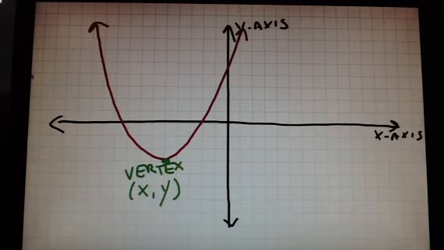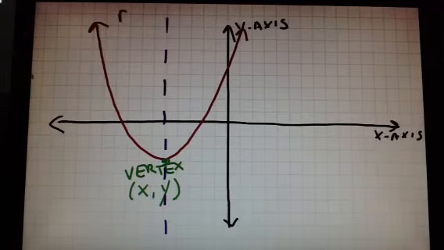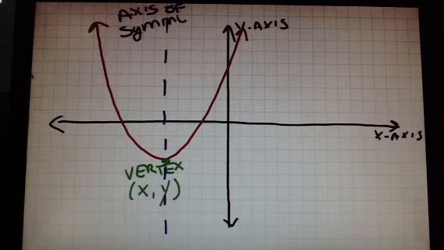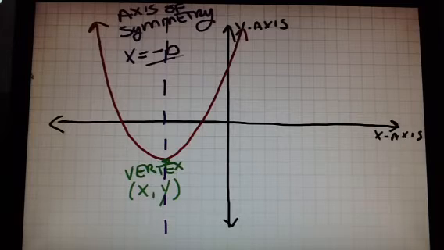Now what runs through the vertex is our axis of symmetry. So remember that that's the imaginary line that we could fold the graph on, and it should be identical on each side. To find our axis of symmetry, we have a formula for that. And so our formula is that x equals negative b divided by 2a. Now when we get that value, that is the x value of our vertex, so those are going to be the same.